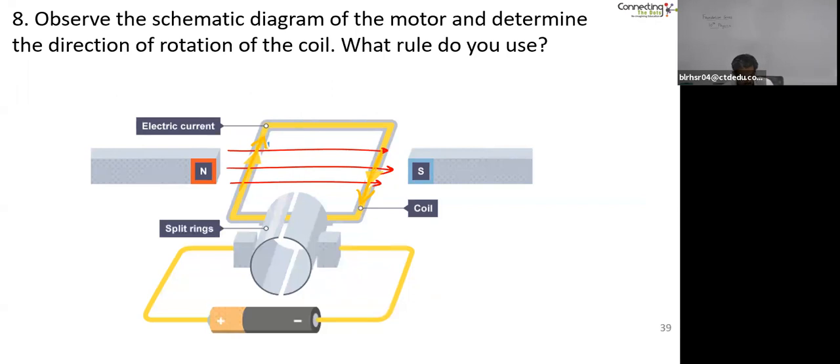So a simple application of Fleming's left-hand rule tells us that there is a force acting in the downward direction on this part of the coil, and an equal force but in the upward direction on this part of the coil. So when on a coil there is an upward force in that direction and a downward force in that direction, it essentially causes a rotational motion. So we can conclude from this analysis that it rotates in the anti-clockwise direction.